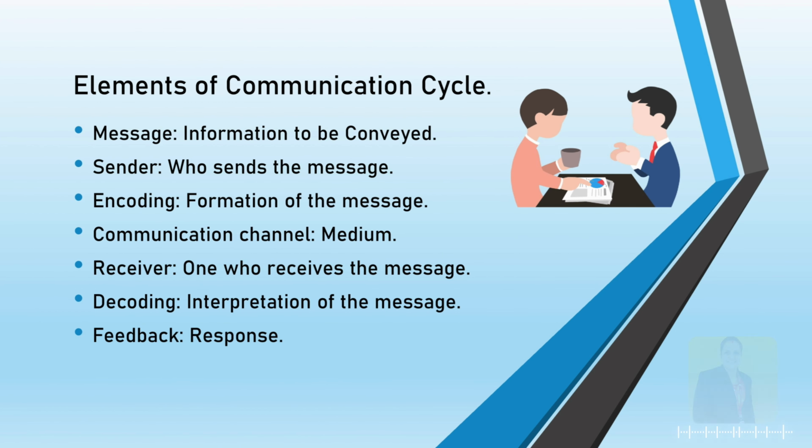Elements of communication cycle. Which are the elements required for the communication cycle? The first element is message, the second one is sender, the third one is encoding, the fourth one is communication channel, the fifth one is receiver, the sixth one is decoding, and the final one is feedback. First we have to talk about message. What do we mean by message? It is how the information is to be conveyed to the receiver. That's very important. Without a message, we can't convey or share any information to anyone.